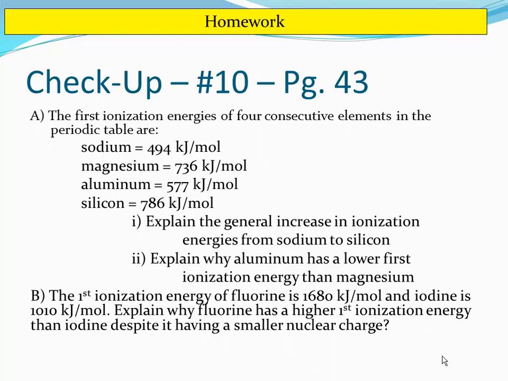Alright, the homework question is to look at these ionization energies of sodium, magnesium, aluminum, and silicon and explain the general increase in ionization energies from sodium to silicon, and then explain why aluminum has a lower first ionization energy than magnesium. And question B: the first ionization energy of fluorine is 1680 kilojoules per mole, and iodine is 1010 kilojoules per mole. Explain why fluorine has a higher first ionization energy than iodine despite having a smaller nuclear charge, fewer protons.